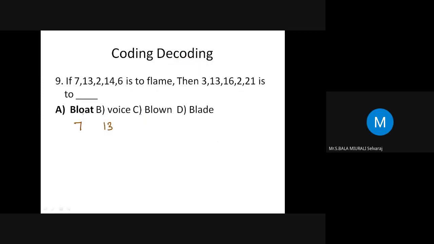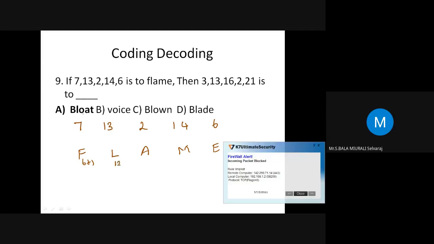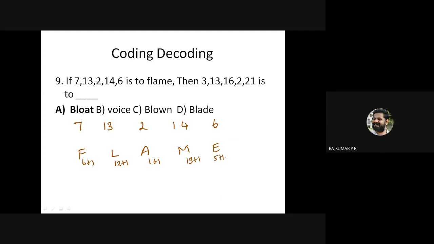7, 13, 2, 14, 6. Flame. So many of you played this great game, right? From childhood. Flame. Right. So what is the position of F in alphabetical order? 6. So plus one given, 7. So it is 6 plus 1. L position? Count ABC, 12. 12 plus 1. A's position 1 plus 1. M position 13 plus 1. E position 5 plus 1.